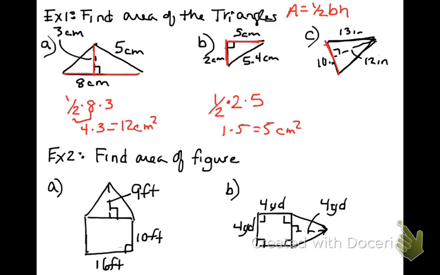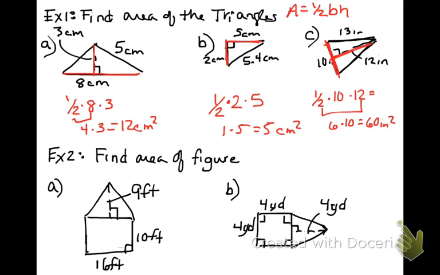And here I have on C, this is a right angle to this. So this time I have 1/2 times 10 times 12. And half of, I'm going to do not 10, I'm going to do 12. So half of 12 is 6 times 10, which equals 60 inches squared.